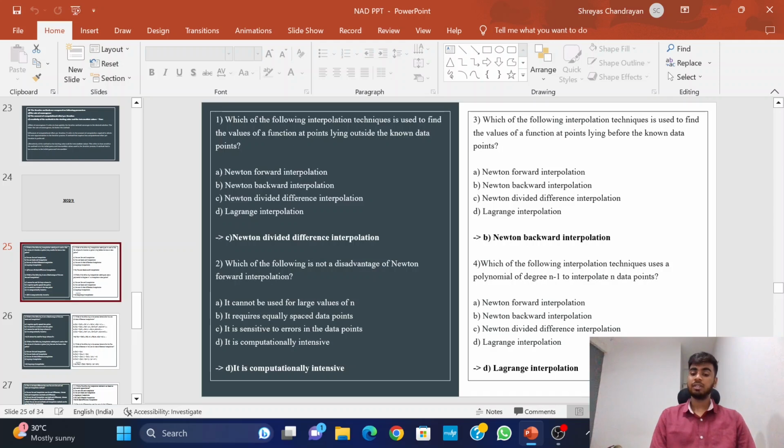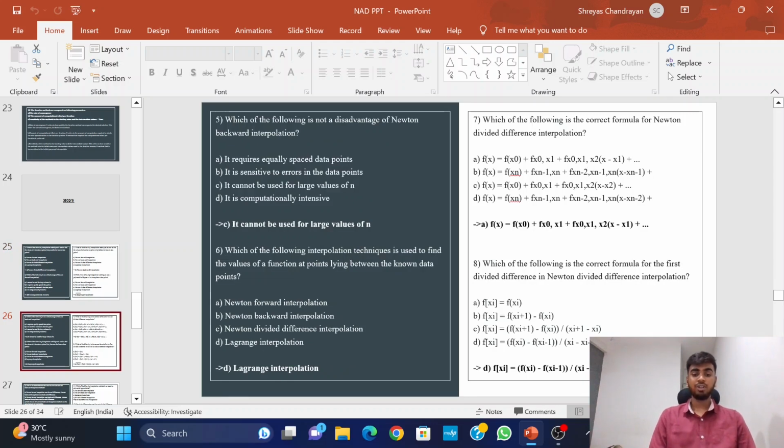The fourth question is, which of the following interpolation techniques uses a polynomial of degree n minus 1 to interpolate n data points? The given options are Newton forward interpolation, Newton backward interpolation, Newton divided difference interpolation, Lagrange's interpolation. So the correct answer is Lagrange's interpolation.